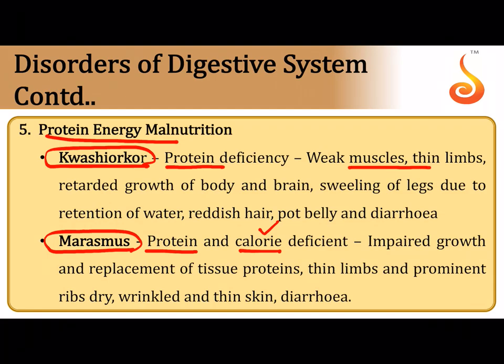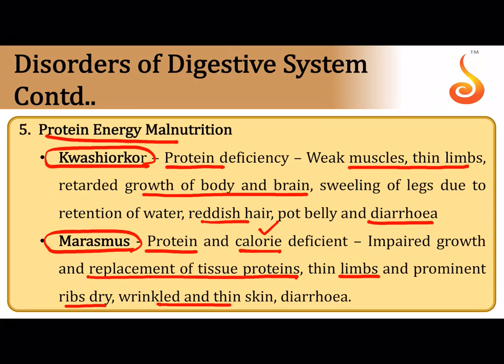So remember that kwashiorkor results in weak muscles, thin limbs, and retarded growth of the body and the brain, and there is a pot-bellied appearance, and there is diarrhea. And in case of marasmus, the tissue proteins will start getting degraded, and therefore the limbs become very thin, ribs become very prominent, there is very dry, wrinkled, and thin skin that is visible, and diarrhea is again a feature of marasmus.